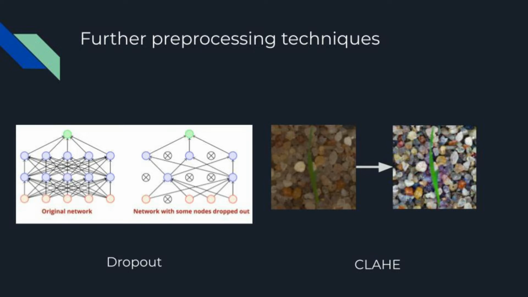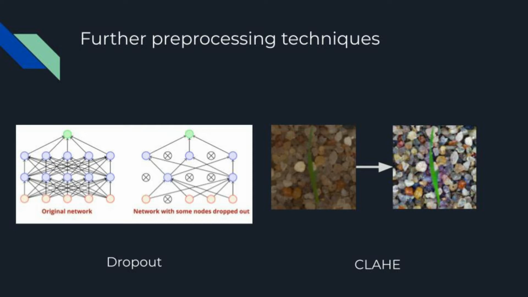This technique prevents complex co-adaptations on the training data by randomly selecting neurons of a neural network to be ignored. We also experimented with an augmentation technique called contrast-limited adaptive histogram equalization. It is mainly used on medical data to highlight the image's contrast for better visualization, as shown in the image on the slide.